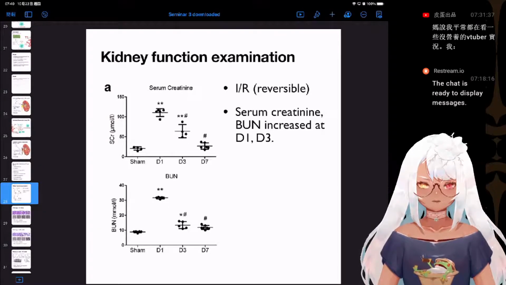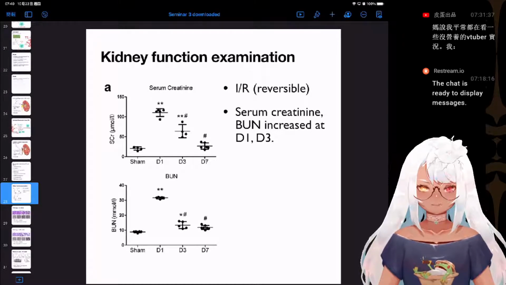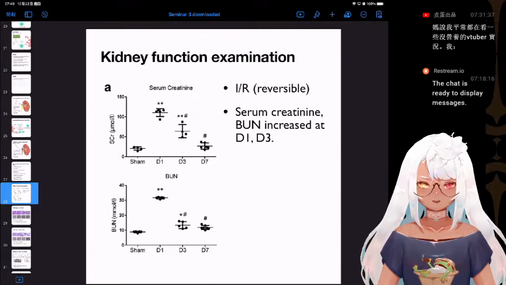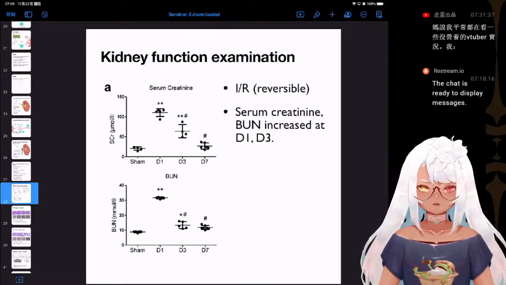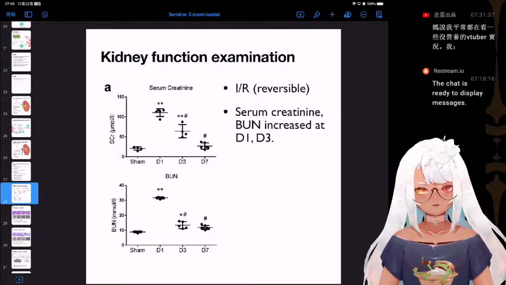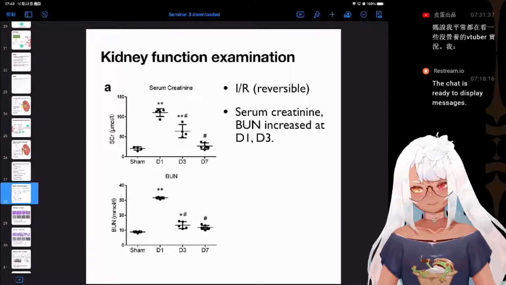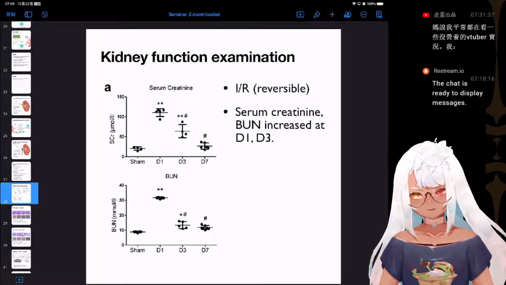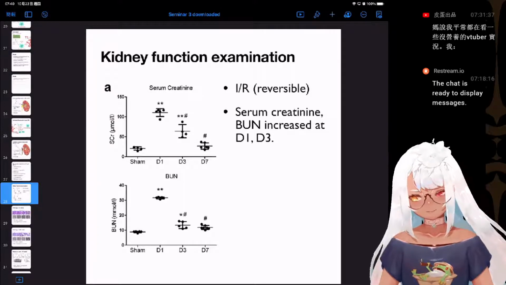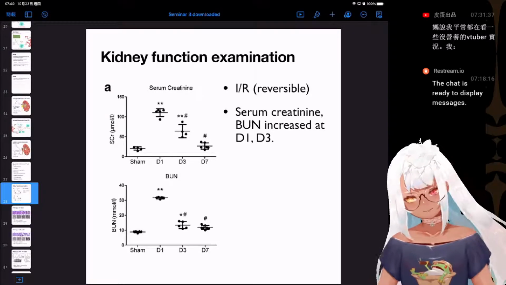So first of all, using the IR model. Here they don't use the UUO model for this, because as you can see, in the UUO model the kidney function is totally dead, so we don't have to examine this anymore. In the IR model they collect the serum creatinine and blood urea nitrogen.